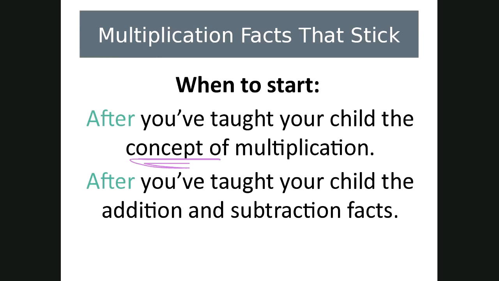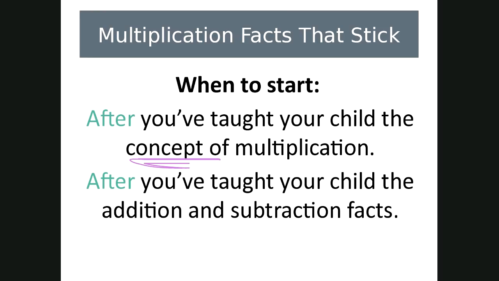And by that, I mean you've spent some time, you've gotten out manipulatives, you've said, okay, 3 times 2, what does that mean? It means 3 groups of 2. You've acted that out with counters, your child has used skip counting or adding to find the answers, and understands very well what that multiplication sign means.